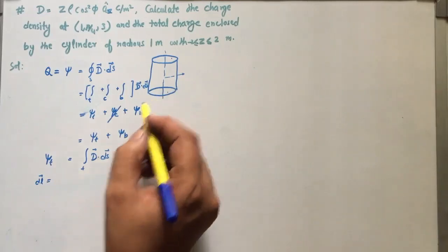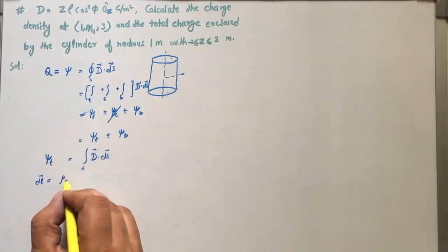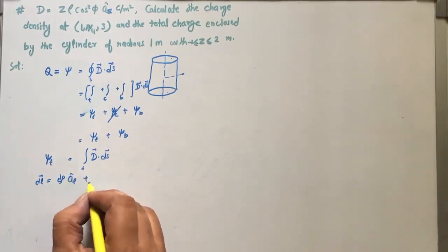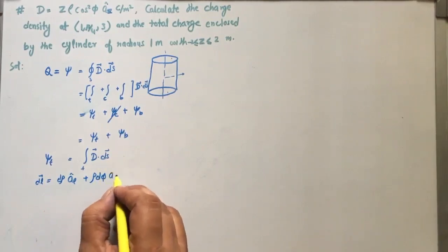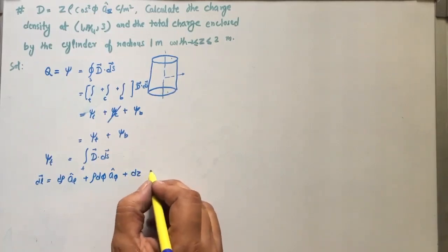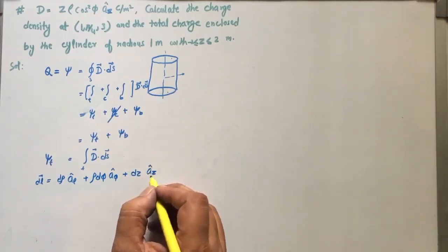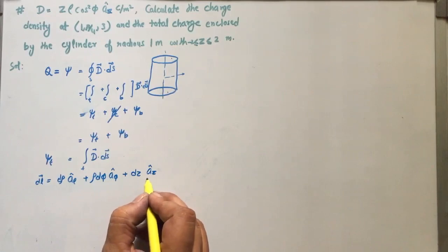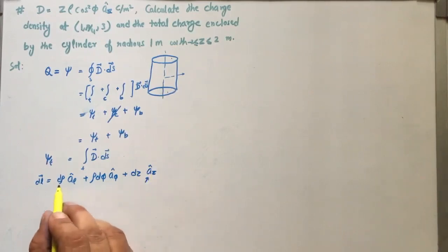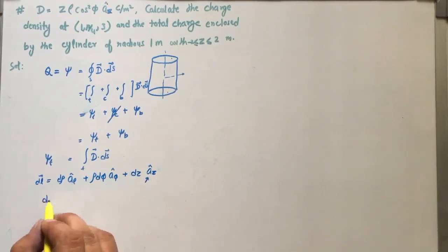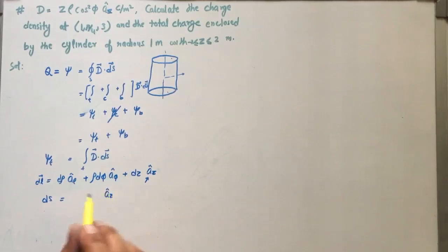So dL in cylindrical coordinate system we can recall: that is d rho in the direction of a rho, rho d phi in the direction of a phi, and dz in the direction of az. If we can remember this, it will make our problem easier. If I am right, then this is dL in the cylindrical coordinate system. To find the component in the az direction, we multiply these two, and the cross product of these two will give us az. So dS in the direction of az will be rho d phi.